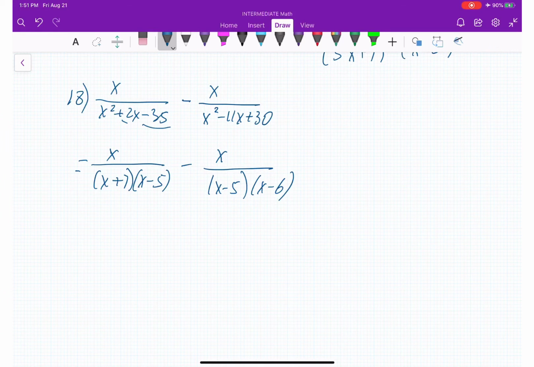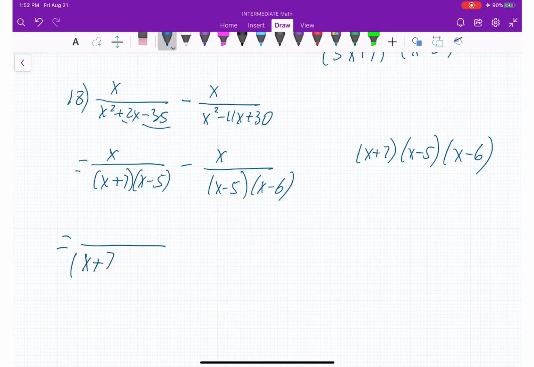All right. What is going to be our common denominator? Let's write it out. So x plus 7, x minus 5, and then from here, we already have x minus 5. All we need to add is x minus 6. Okay, let's get going. So for the first one, I'm missing x minus 6, right?